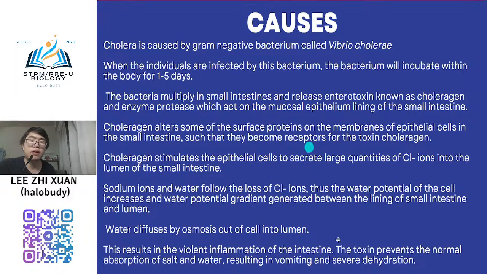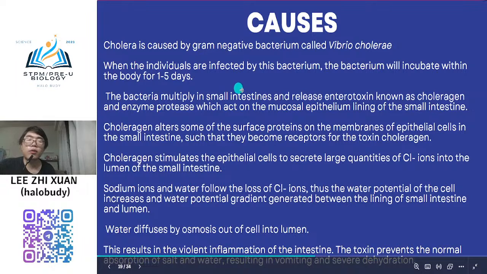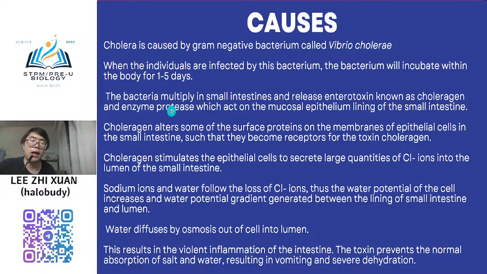So yeah, this is an infection. How is it infected? Normally this bacteria will incubate and start to go into your small intestine and start to release the toxin we call choleragen and also the enzyme protease. So they will attack and kill your small intestine cells.